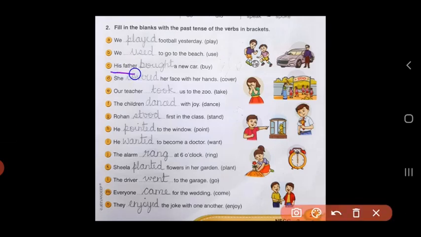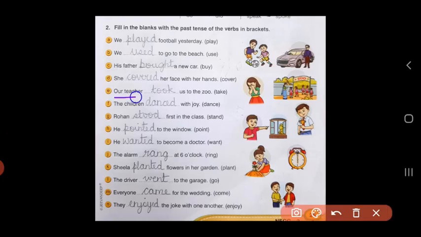C. His father dash a new car. The verb is buy. Past tense of buy, we just saw on top, is bought. His father bought a new car. D. She dash her face with her hands. The verb is cover. Past tense will be covered. She covered her face with her hands.